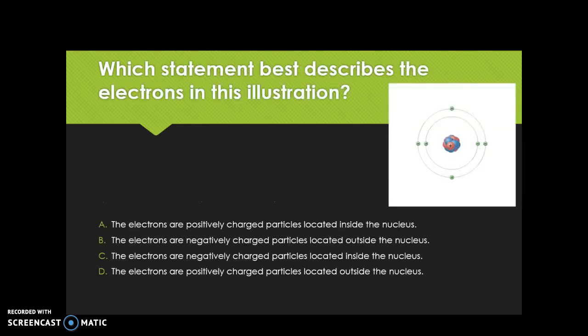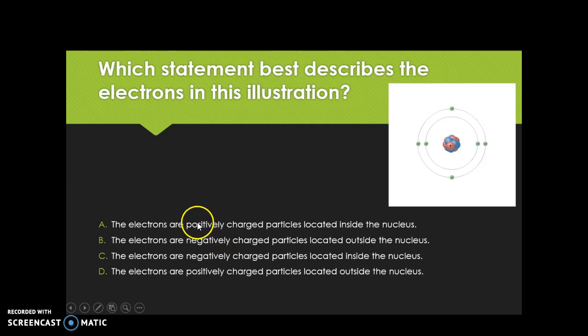Which statement best describes the electrons in this illustration? A. The electrons are positively charged particles located inside the nucleus. B. The electrons are negatively charged particles located outside the nucleus. C. The electrons are negatively charged particles located inside the nucleus. D. The electrons are positively charged particles located outside the nucleus.